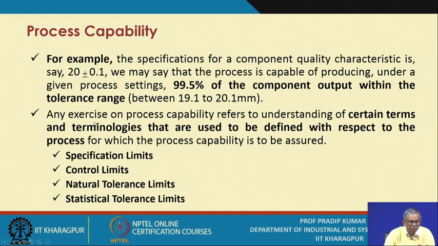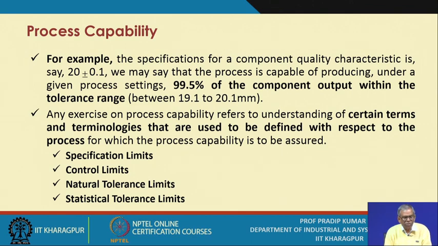Okay. Any exercise on process capability refers to understanding of certain terms and terminologies. This we always insist on, that we will be using certain terms and terminologies related to process capability or related to any topic, and you must have a clear idea. You must know what is the exact definition of those terms and terminologies. So these terms and terminologies will be used, and they are to be defined with respect to the process for which the process capability is to be assured. Is it okay? So the context is the process capability.